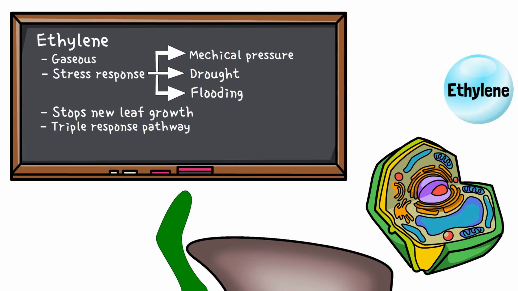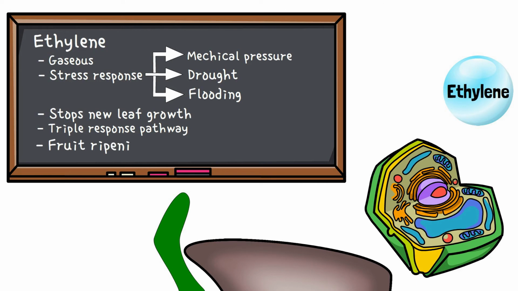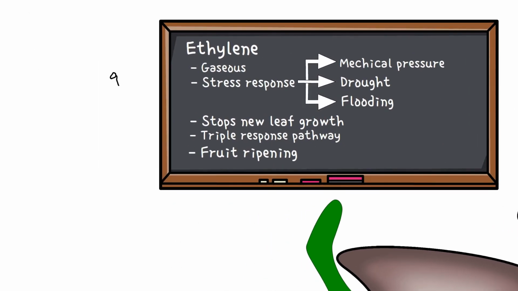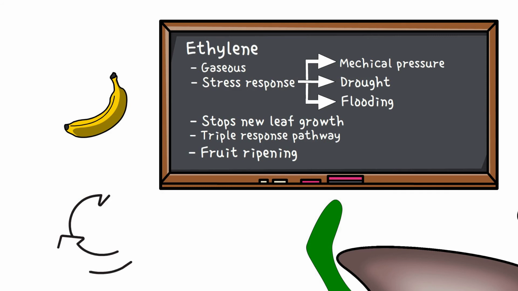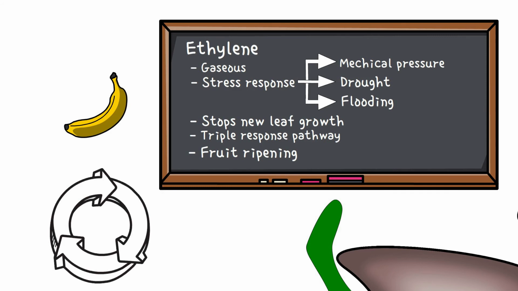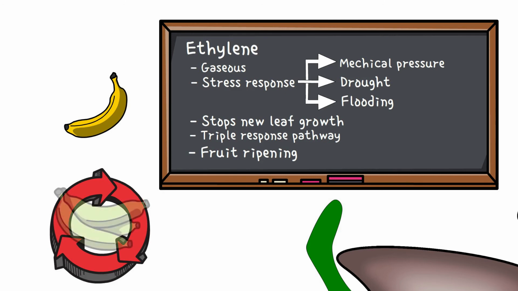Another important function for ethylene is in fruit ripening. Fruit goes from being hard and inedible to soft, sweet, and delicious. This is due to the release of ethylene. As ethylene promotes ripening of the fruit, the ripening promotes more production of ethylene, signaling fruit in the surrounding area to ripen as well.